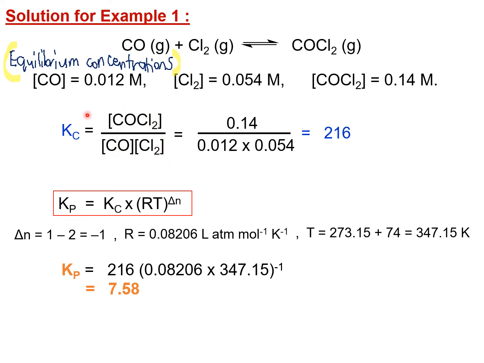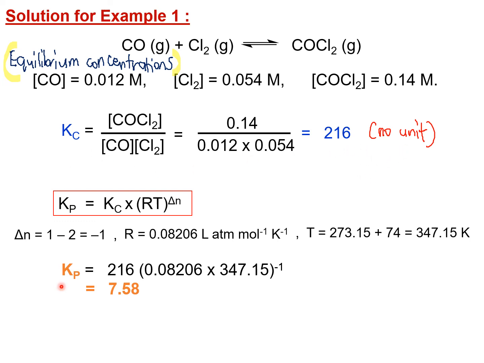Okay, so tak apa, soalan ni dia bagi direct, so it's fine. So you tahulah concentration equilibrium untuk COCl2 is 0.14, concentration equilibrium untuk CO is 0.012, concentration equilibrium untuk Cl2 is 0.054, and you will get Kc ialah 216. You kena ingat jawapan untuk Kc dengan Kp adalah dimensionless. Dia tak ada unit. Okay? No unit. Memang macam tu. Memang dia tak ada unit. So, you jangan pelik-pelik. Okay?